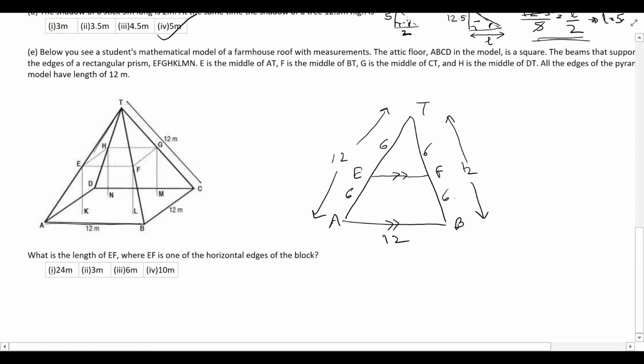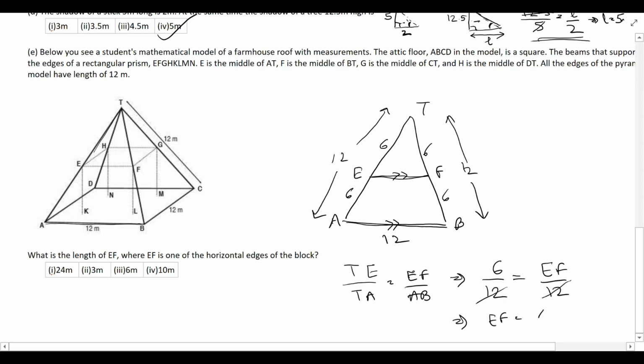Okay. Now, since it's equilateral and these are parallel, we can say that the ratios divide the same. So we can say that TE by TA will be equal to EF by AB. Now TE is 6, TA is 12, equal to EF by 12 again. Therefore EF is equal to 6 meters. So the answer is 3.